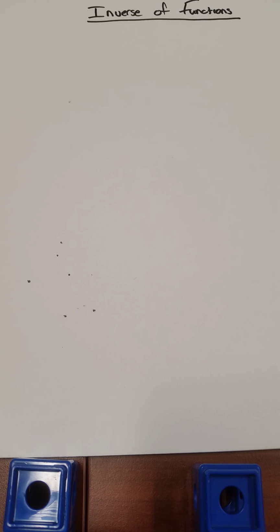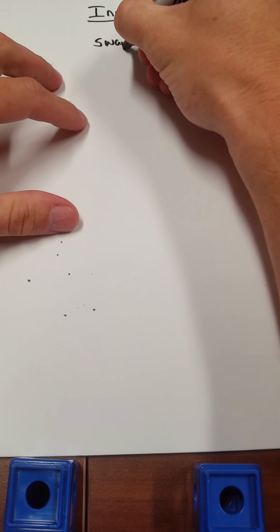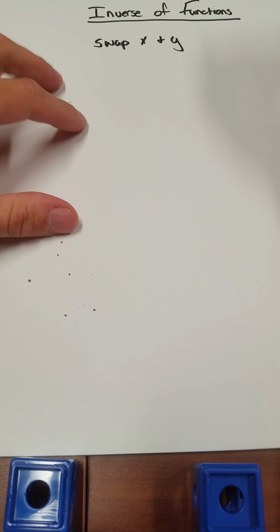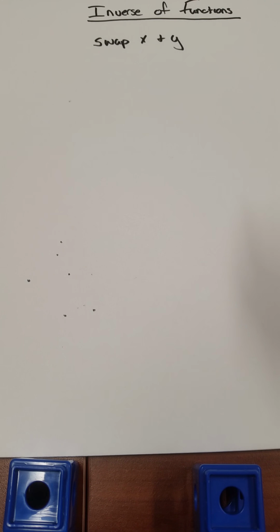All right, inverses of functions. Inverses of functions simply means swap x and y. When we're looking at a graph, it means all of our x values and y values are going to swap. When we're looking at points, they're going to swap. When we're looking at an equation, they're going to swap.